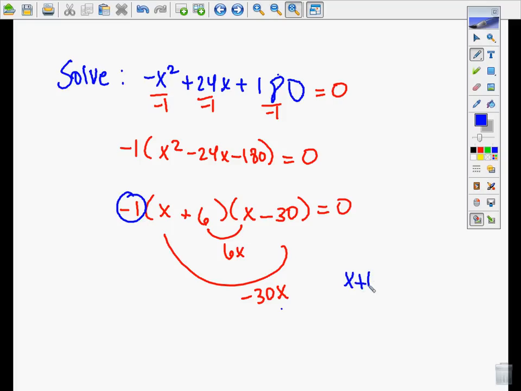So now I go x plus 6 equals 0, x minus 30 equals 0. So x would equal negative 6 and x would equal positive 30. So again, it's not necessary that you factor out the negative leading coefficient, but I have found over the years that it's easier to factor if you have a positive leading coefficient.